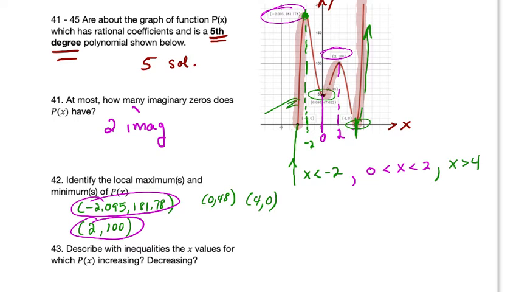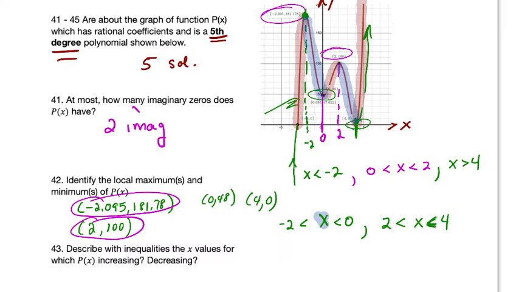For the decreasing portion, I'll highlight those in blue. So decreasing right there, that's between -2 and 0. Decreasing right there, that's between 2 and 4. And so that's what we write for the decreasing part. For decreasing, we'd say it happens between the -2 and the 0, and then it's also decreasing between the 2, your x in the middle, and the 4.